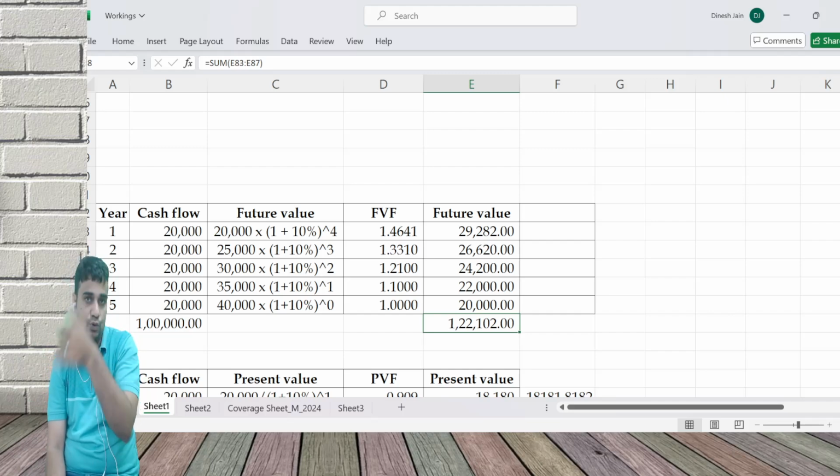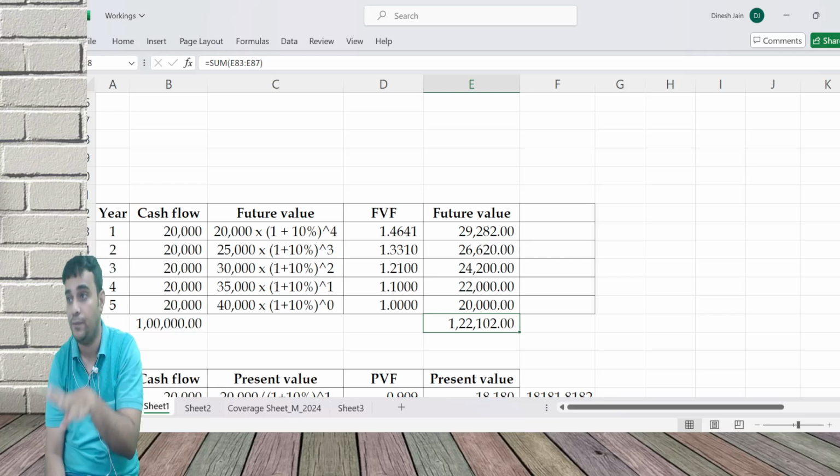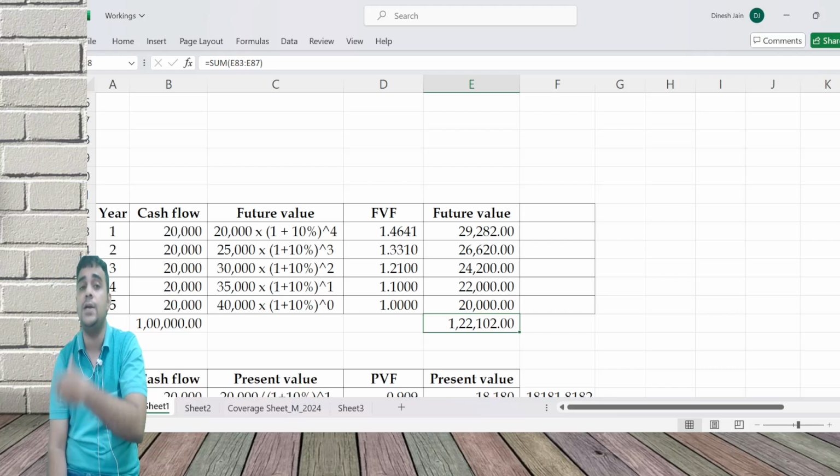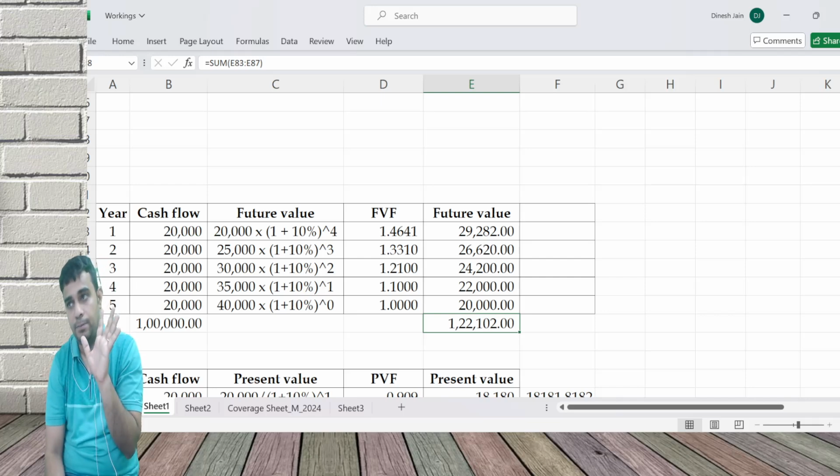One approach is doing the table, which is time consuming. If it's the same amount, why do I do a table? If it's a different amount, please do the table. I don't have any choice.